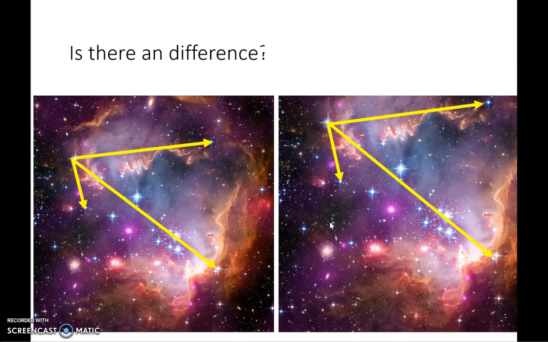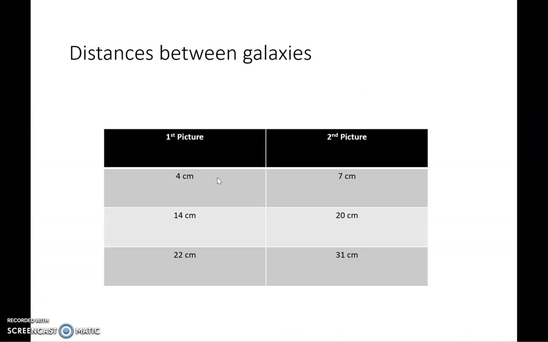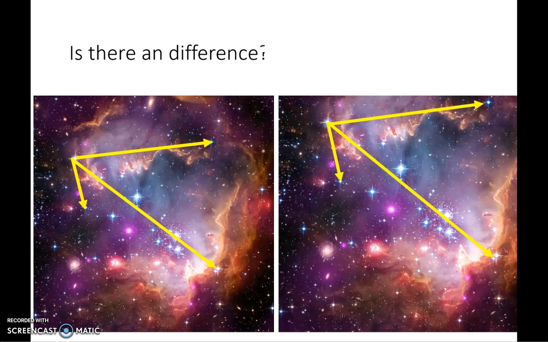So if I redo my distances, and by redoing my distances I can then just now start to measure them, I can see that what was 4 centimeters, which is the short distance, became 7. What was 14 became 20. And what was 22 became 31. So this seems to say that that point is the center of the universe as well.